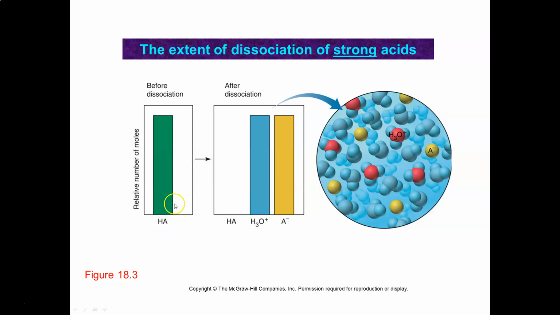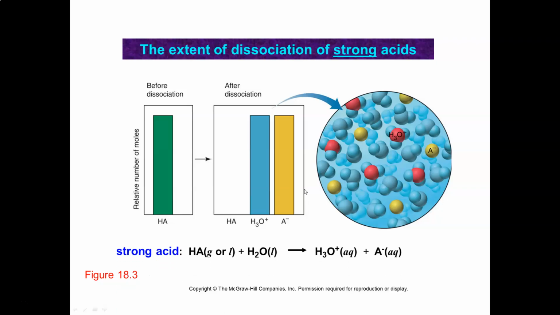So if we have something like this, we have generic acid HA. Relative number of moles is here. Okay, so some amount of moles of acid is being placed in water. Look what happens. Once you mix it with water, it dissociates, okay? And you have none of the HA left at all. It is completely dissociated into its ions, all right?